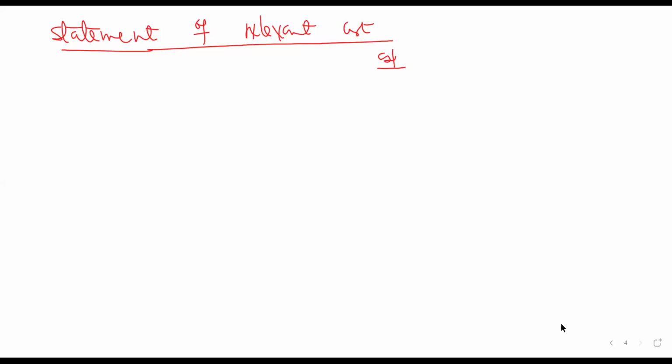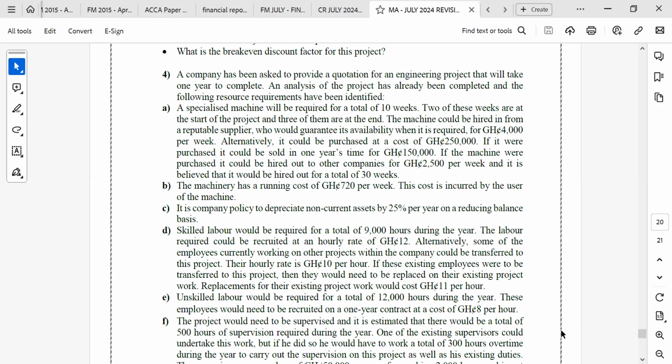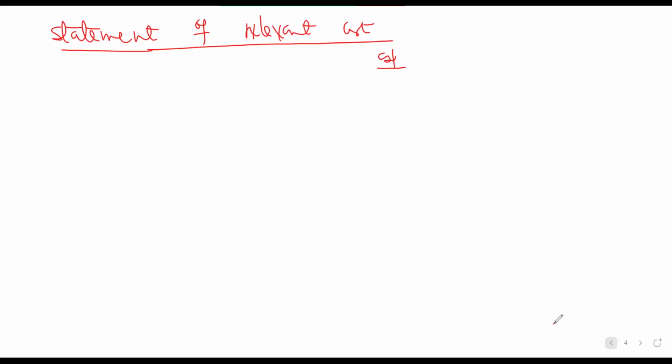Okay. A company has been asked to do this. Let's come to A. A specialized machine will be required for a total of 10 weeks. 2 of these weeks are at the start of the project, and 3 of them are at the end of the project. The machine could be hired in from a reputable supplier who will guarantee its availability when it is required for 4,000 per week. So if we are hiring the machine, how much are we going to be paying?